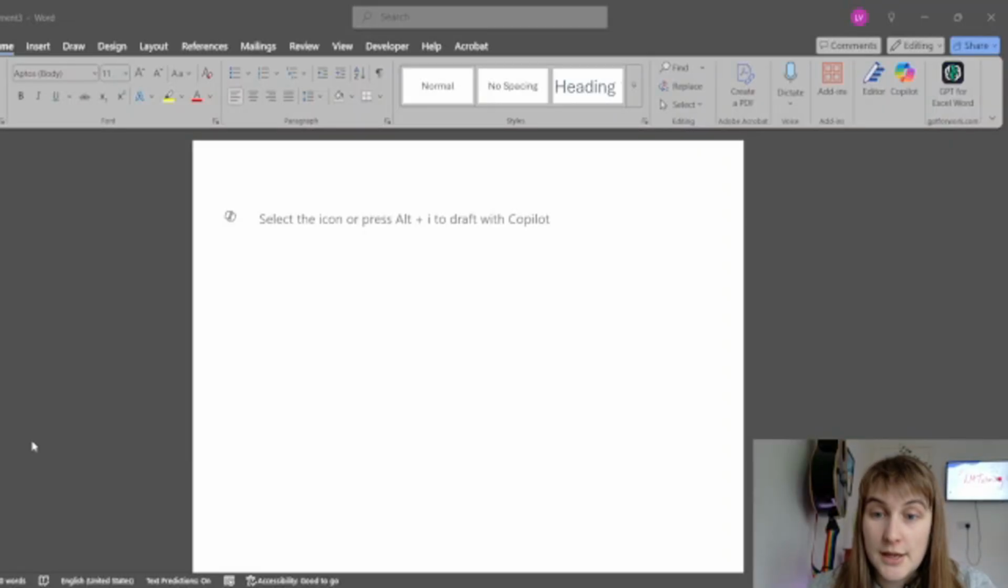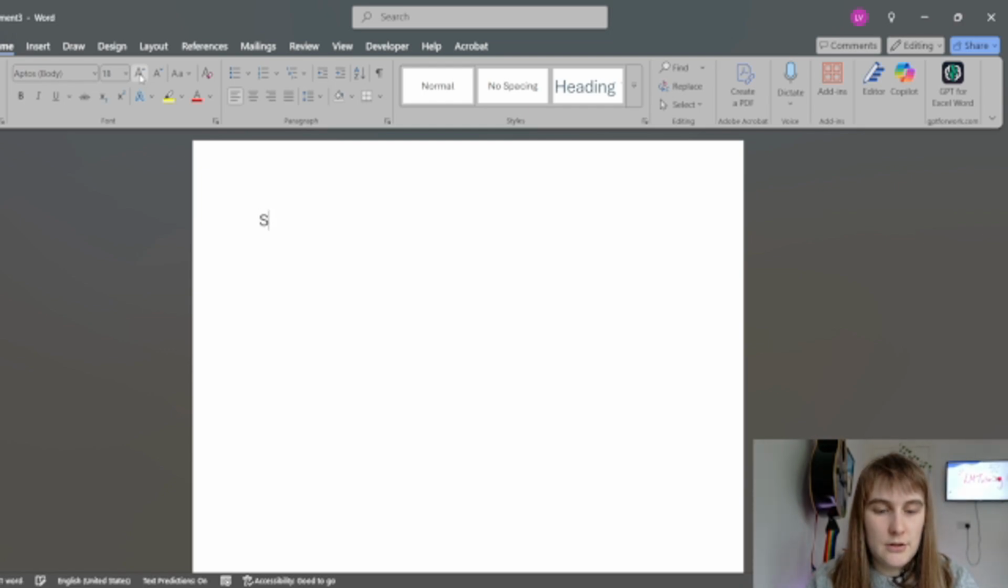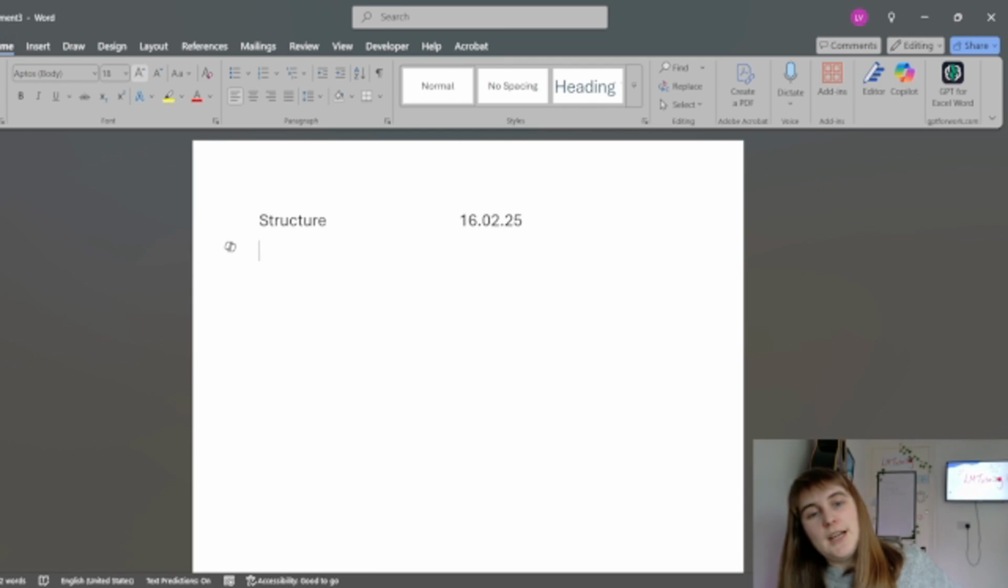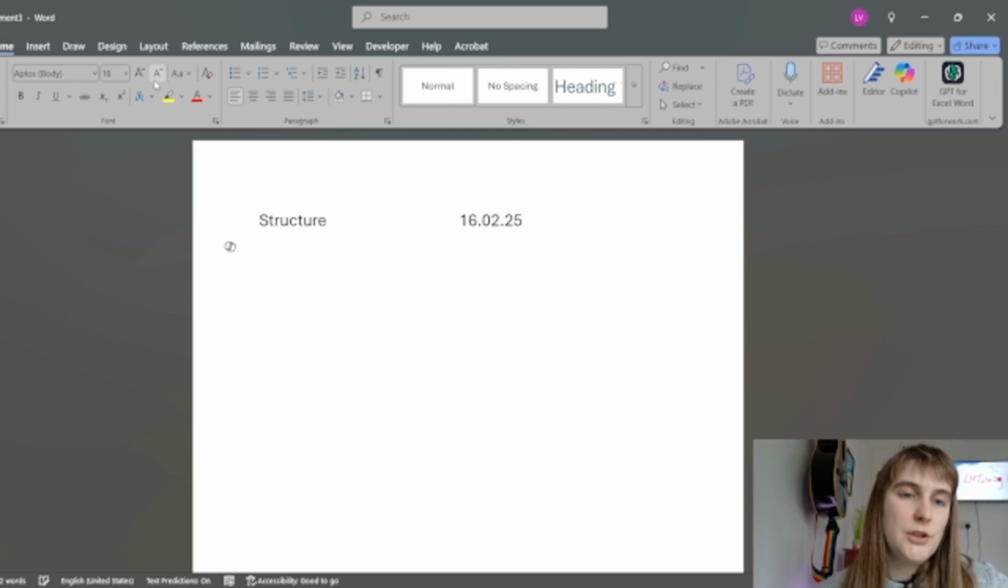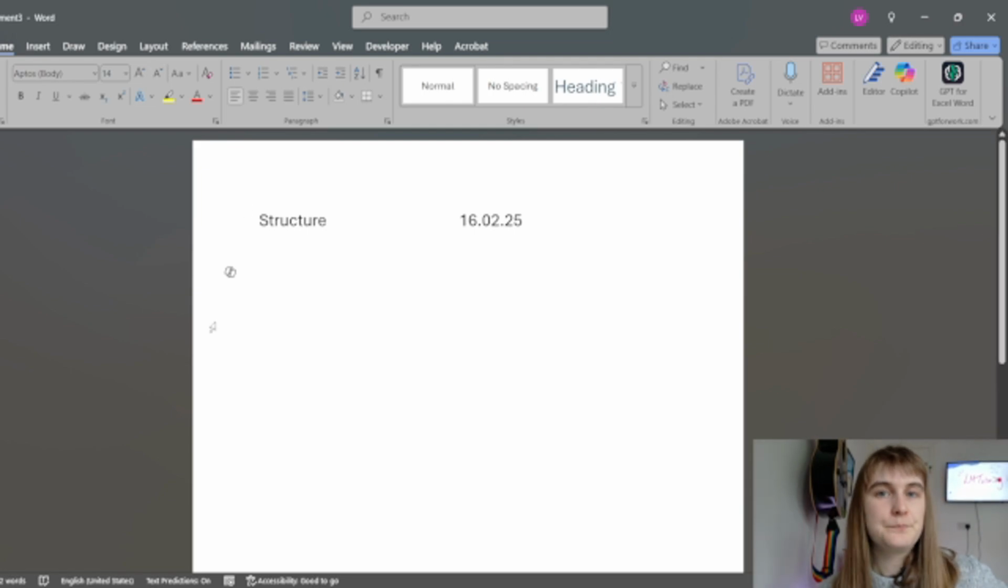So let's have a look at the first thing I'm going to do. So in your notebooks, we're just going to have a little title today. Structure. So I think it's a good practice to keep the date as you write notes. Then you can keep track of when you've done what, and it helps you keep track of progress and things that you've learned. So let's think about what structure actually means.